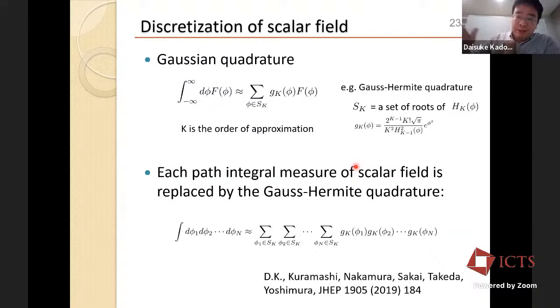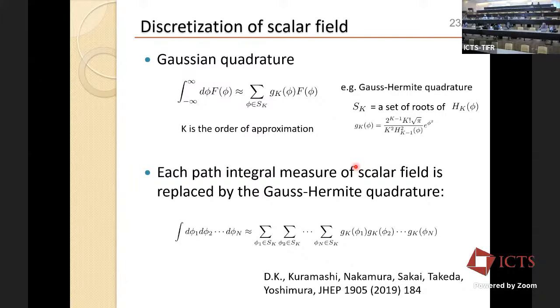So after the analytic continuation, we can use Gauss-Hermite quadrature for the Schwinger-Keldysh formalism of scalar field theory. Such treatment is studied by Shinji Takeda, so please see his previous paper. We can use the TRG method for the Schwinger-Keldysh formalism for scalar field theory.